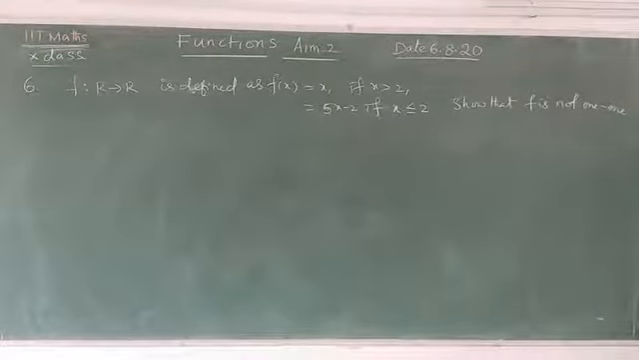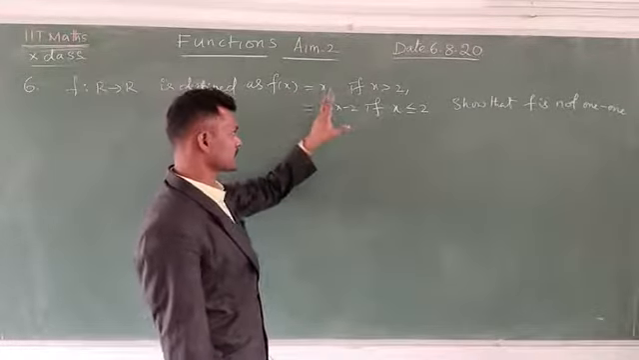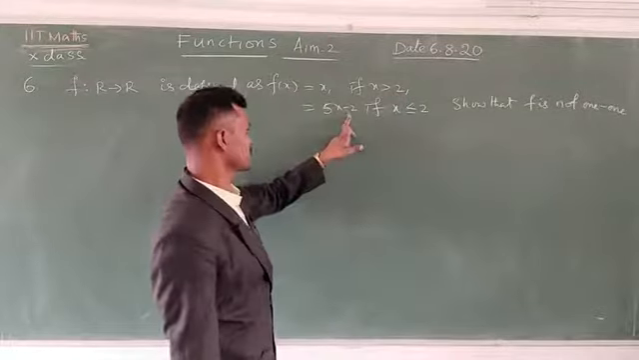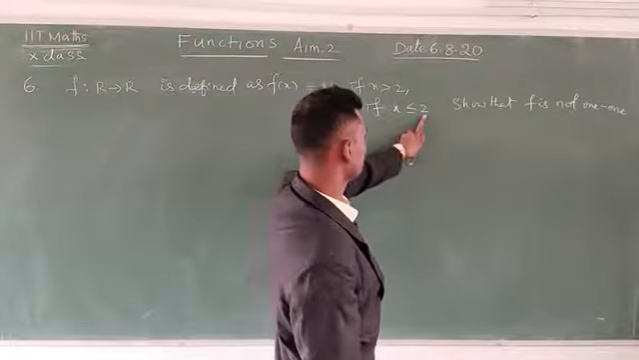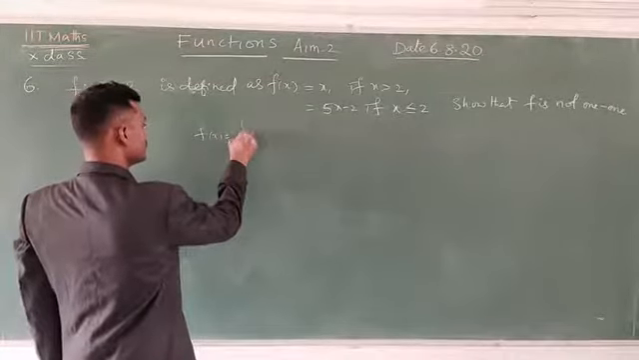Next is problem. f is a mapping from R to R defined as f of x is equal to x, where x is greater than or equal to 2, and 5x minus 2 if x is less than or equal to 2. So here two conditions are given. f of x is equal to x here.